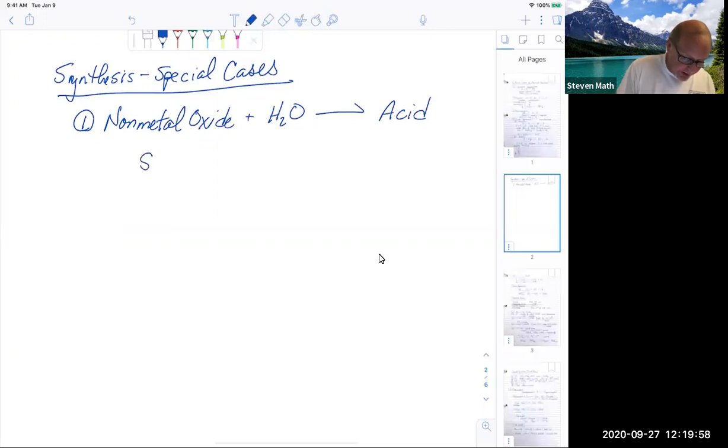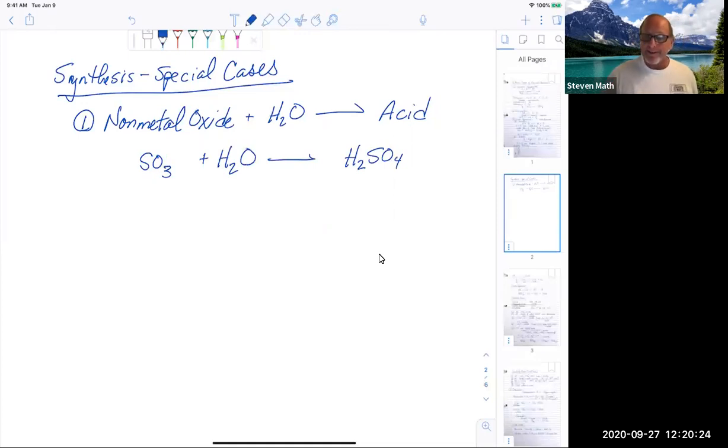We can take sulfur trioxide. Now that's a compound. That is not a sulfite ion. There is no charge up here. So this is a neutral molecular compound, and we're going to combine that with water and synthesize. Just add it up. Put the H out in front, and we're going to get H2SO4 out of this. Okay? This same thing can happen with, say, NO2.